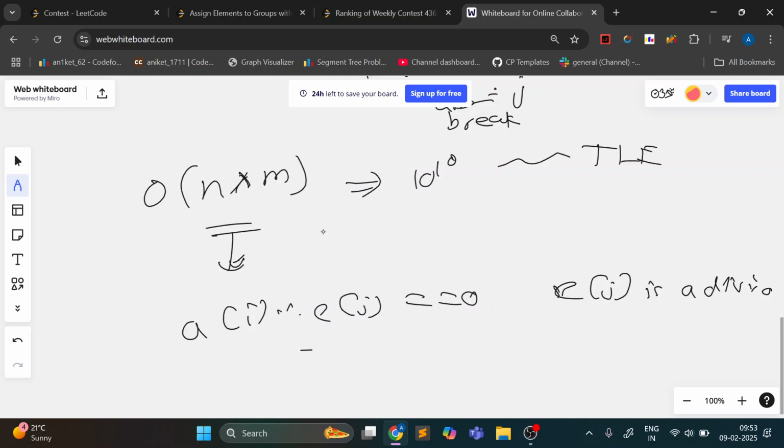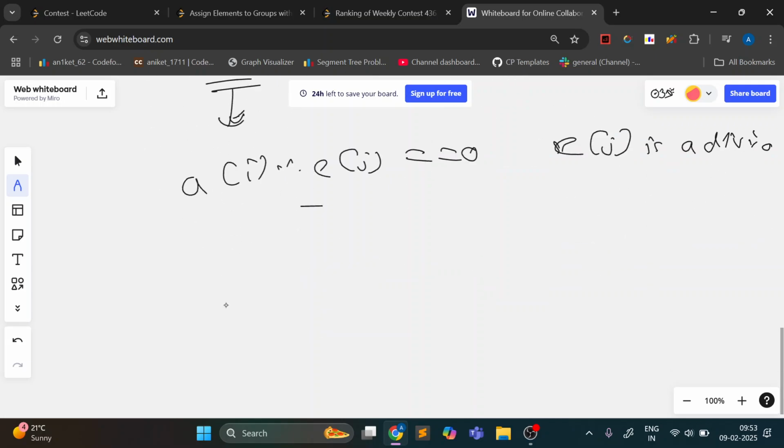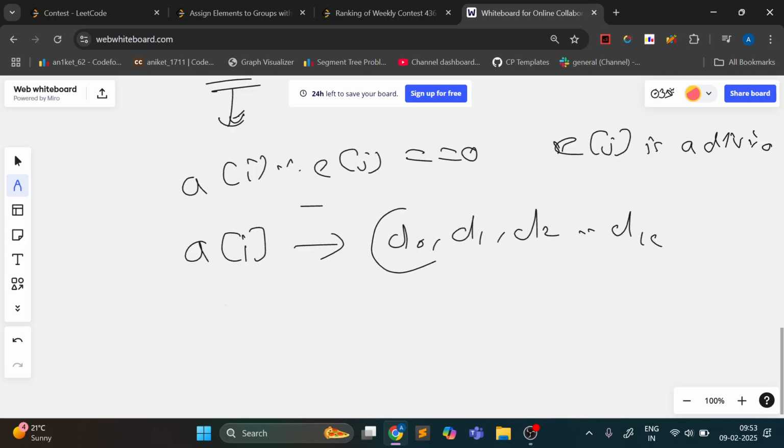So instead of going this way, what we do is we find all the divisors of A of i. Let's say d1, d2 are its divisors. Now for each divisor, what if we check if this divisor is present in array E, and if it is present, what is the smallest index at which it is present?